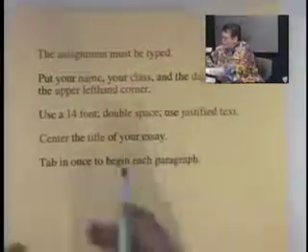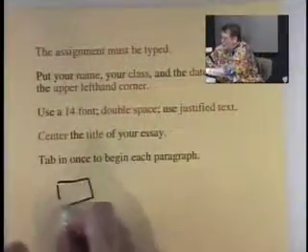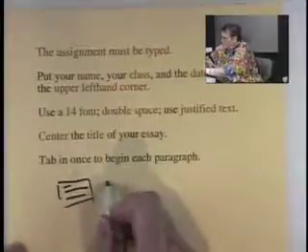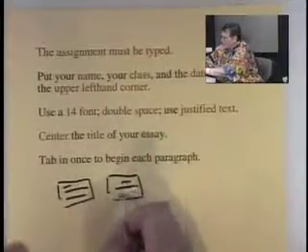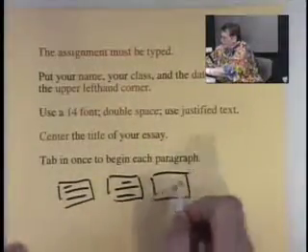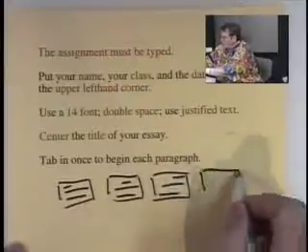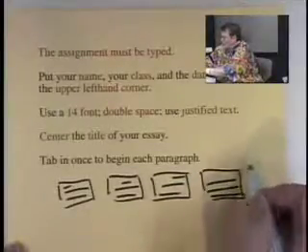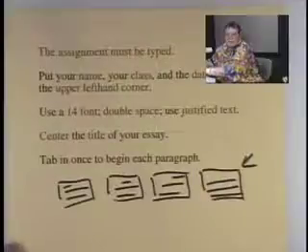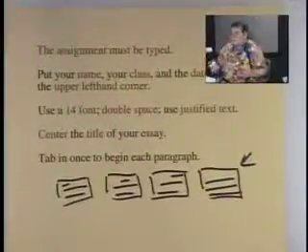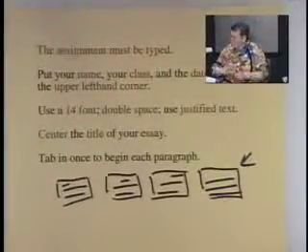When I say justified text, on your title bar, you know you have something that aligns left, and then you have something that is center, and then you have something that aligns right, and then you have something that gets all your lines out equally. That's justified text, and if you can figure it out, that's my preference. A 14 font, double-spaced, justified text. So your essay is going to look like this.